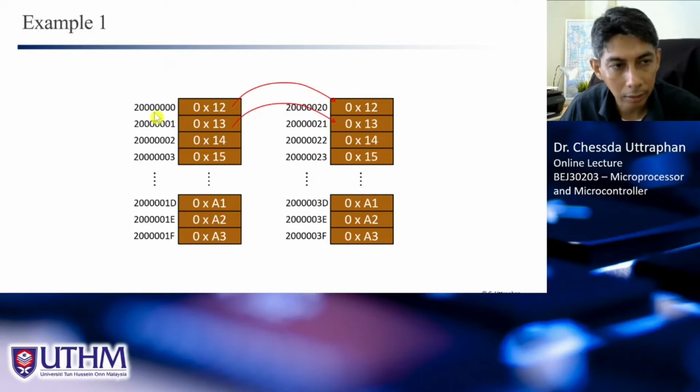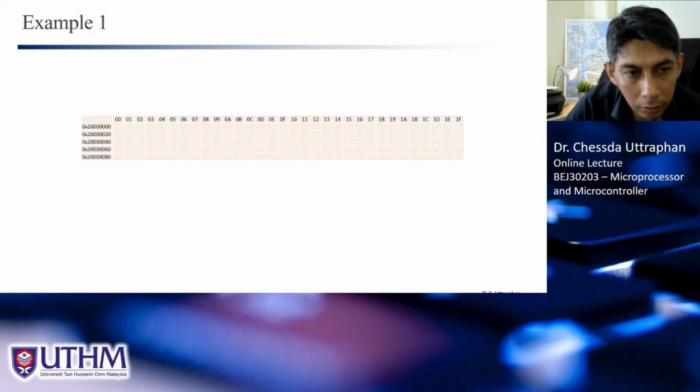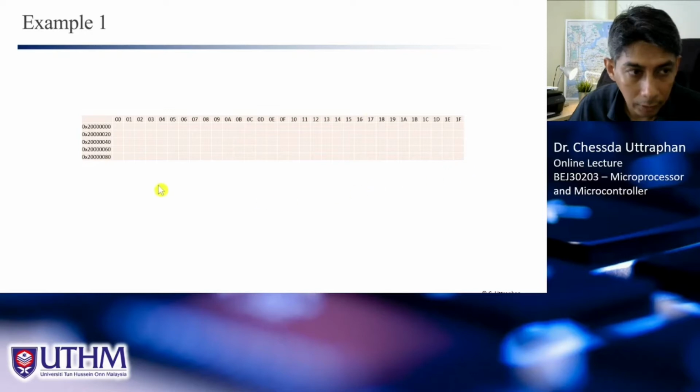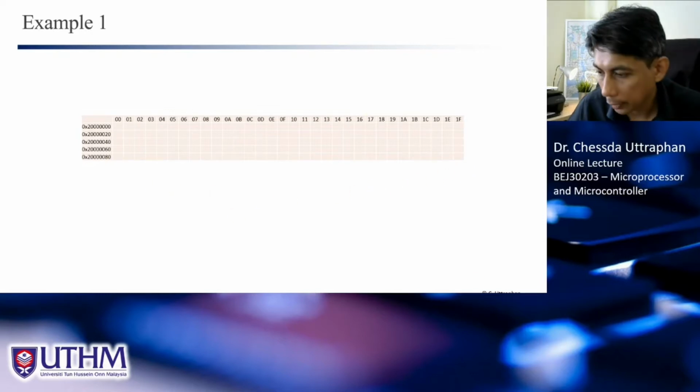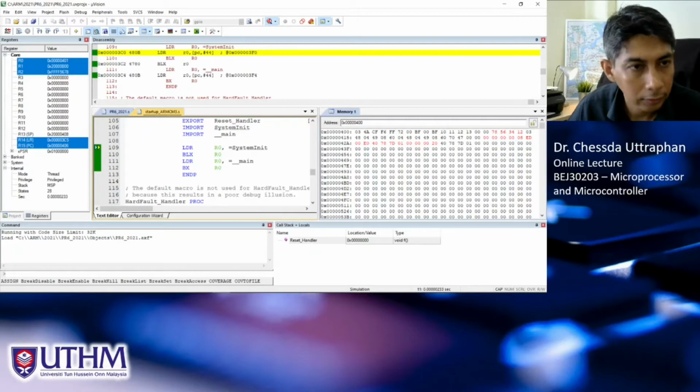Okay, so this will go to this location, from this location into this location till the last one here. And when we look at the illustration of the memory in the software, in the Keil software, it is displayed like this, right? Just like this, in this view.